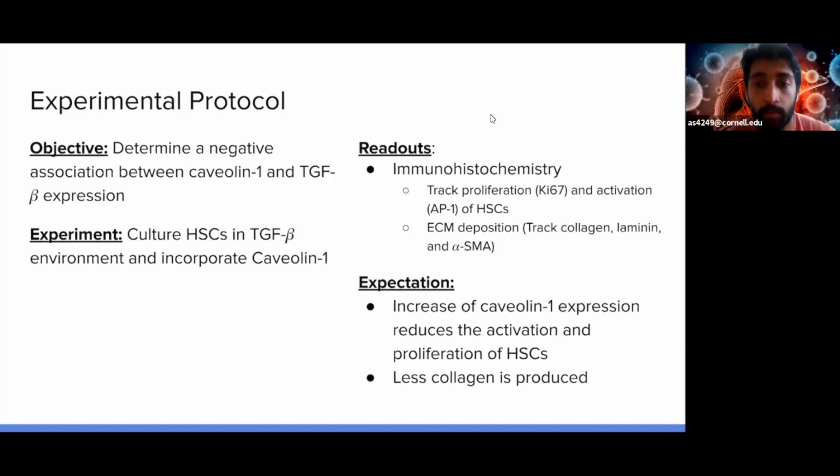Through immunohistochemistry, we're going to track the proliferation and activation and also the ECM deposition. We're going to track collagen, laminin, and alpha smooth muscle actin in order to see how much ECM is being produced. We expect to see that an increase in caveolin-1 expression reduces the activation of hepatic stellate cells and the proliferation of it, and we also should see less collagen production.